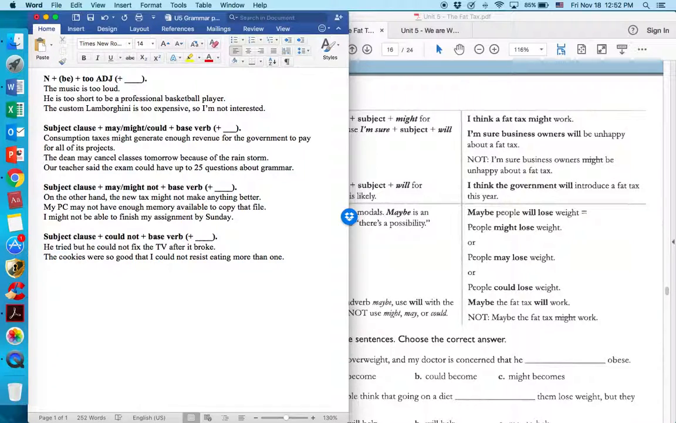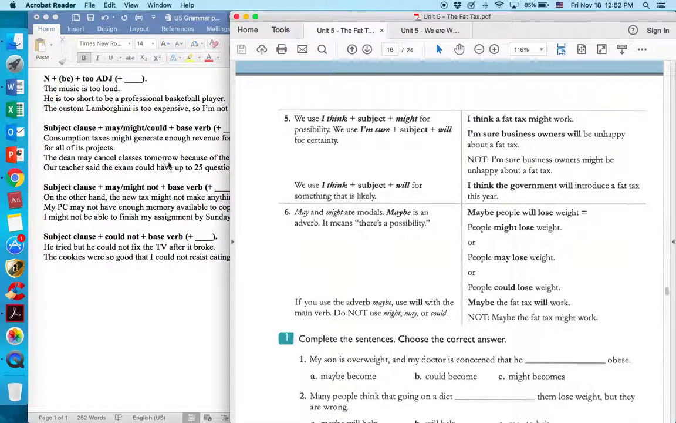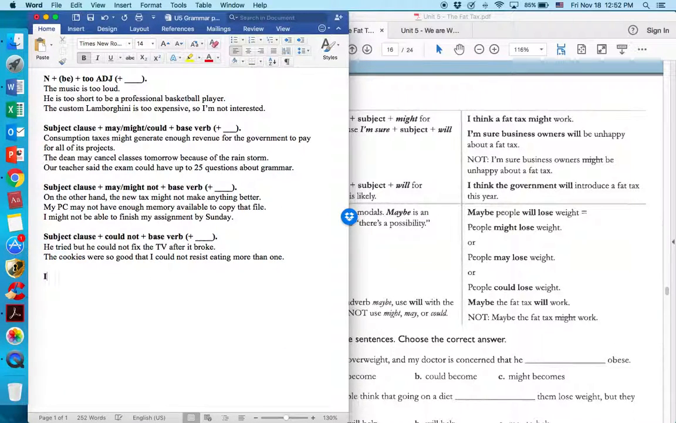Next up, I think plus subject plus might for possibility. Pretty close to what we just discussed. And I'm sure plus subject plus will for certainty. So it's important that we distinguish between I think something will happen and I'm sure something will happen. I think something will happen. This is uncertain. And so we're using might because it's not certain.